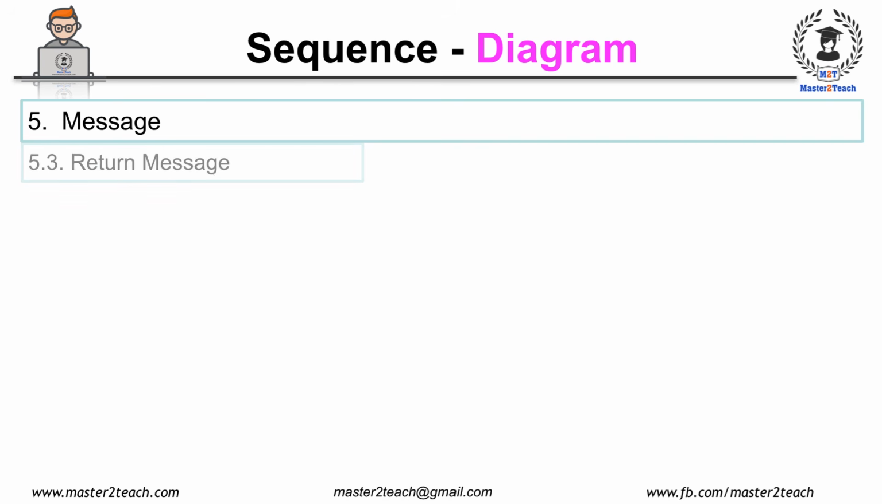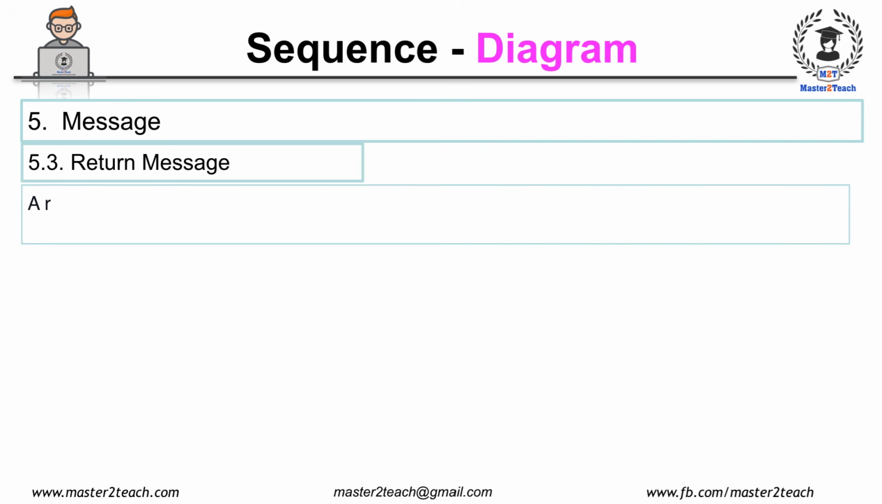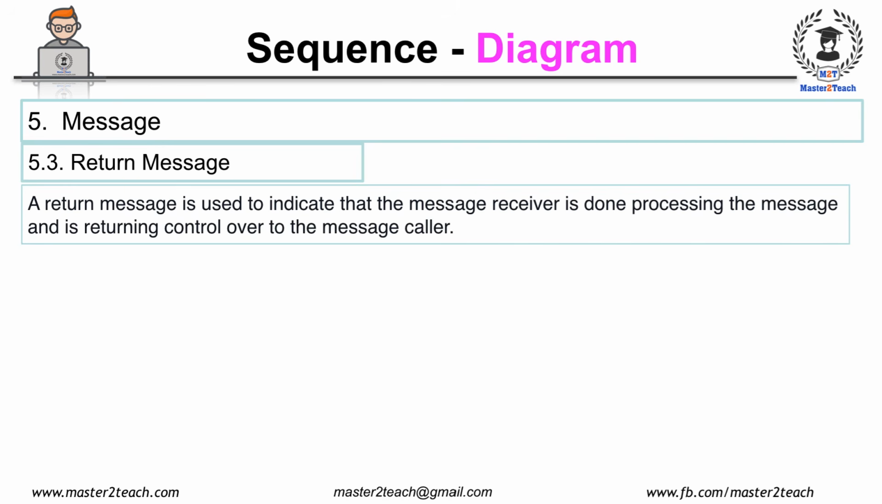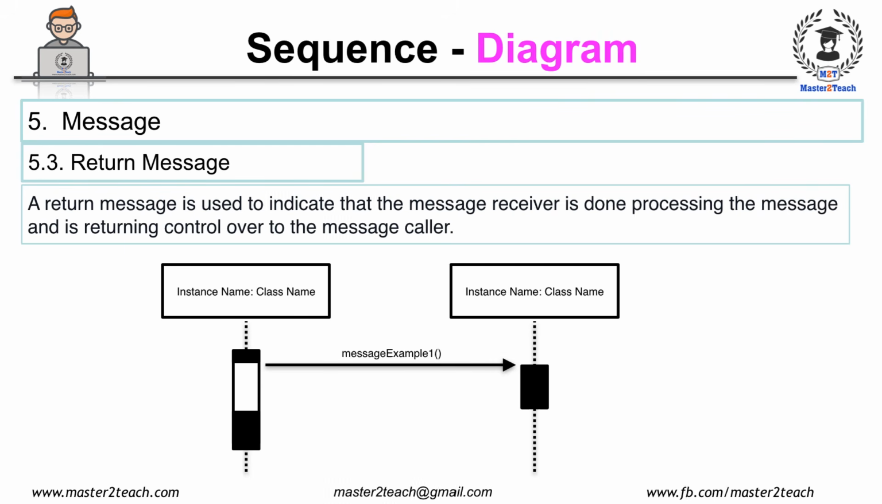Return message. A return message is used to indicate that the message receiver is done and is returning control to the message caller. Note that return messages are optional notations and only triggered by the synchronous messages. You can avoid cluttering up your diagram by minimizing the use of return messages, since the return values can be specified in the initial message arrow itself.